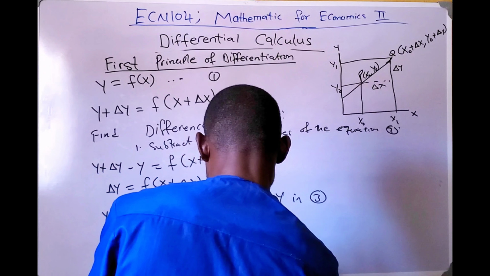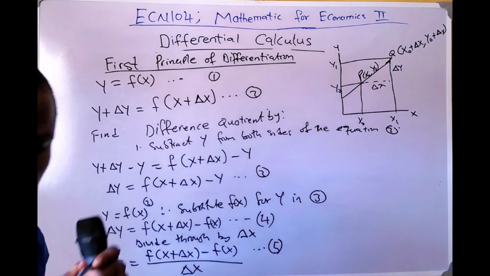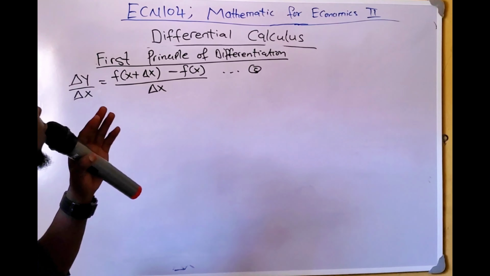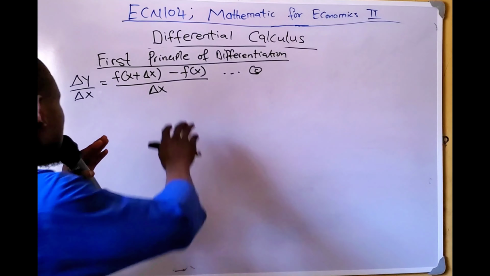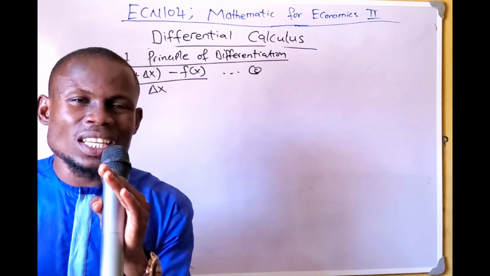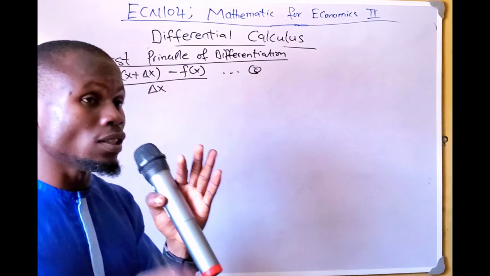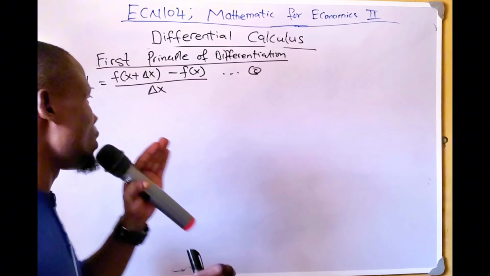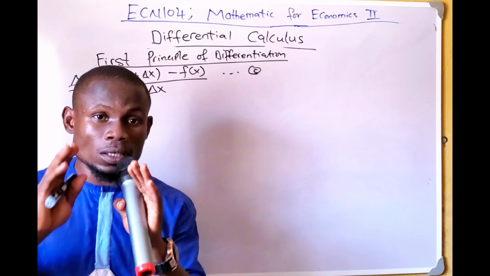We can call this equation 5. Now, don't forget, this equation 5 is called our difference quotient. That's what it is called. It is the gradient. It is the slope. It is the rate of change in y as a result of change in s. It is simply called the difference quotient.